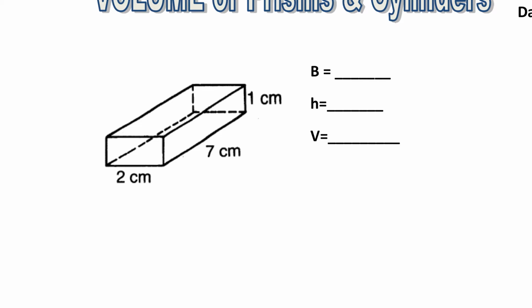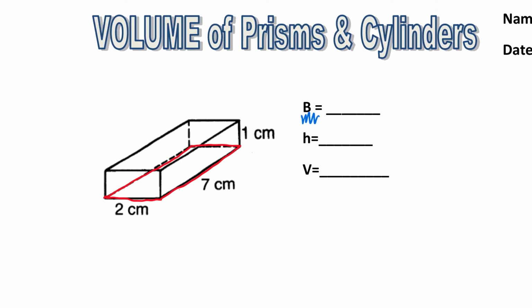rectangular prism, so we're going to assume that the side that it's laying on is the base. So what is the capital B for this thing? It is 14. Because capital B is the area of the base. That's a rectangle. Length times width, 2 times 7 is 14. Okay, what's the height of this prism? 1. That's the distance between the bases.